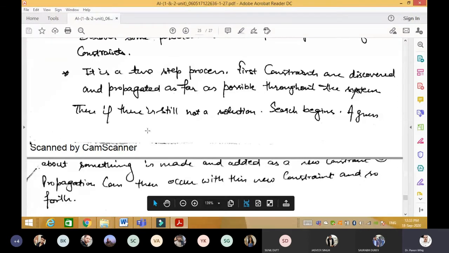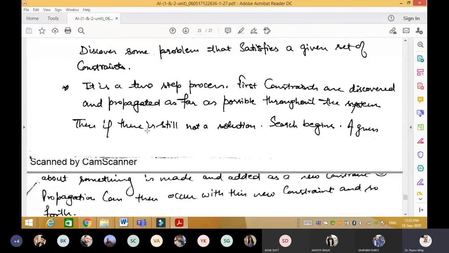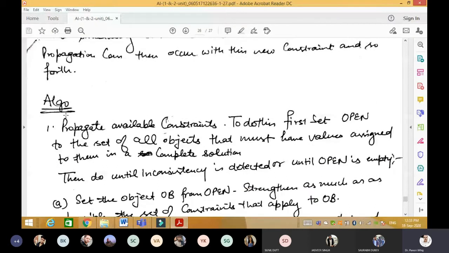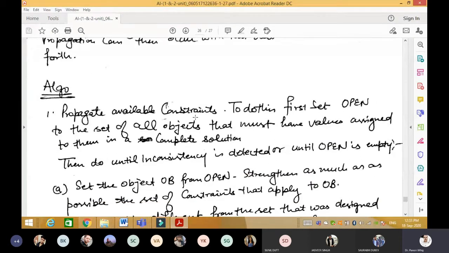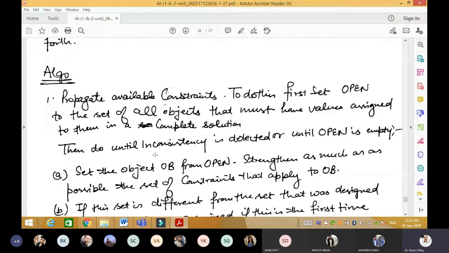So sometimes constraints are satisfied. If they are satisfied, then the task has been done. Otherwise, you have to search again and again. So this is the algorithm: propagate available constraints. To do this, first set open to the set of all objects that must have values assigned to them in a complete solution. Then do until inconsistency is detected, or until open is empty. Means first of all you have to take all the constraints and check each and everything, and if all the constraints are satisfied, and your open set is empty, it means your problem has been solved.